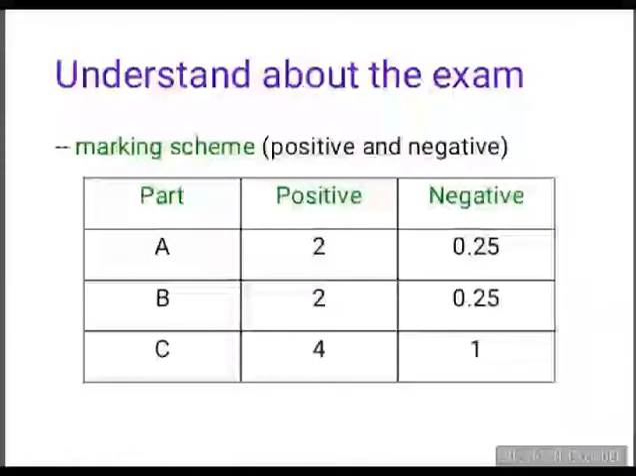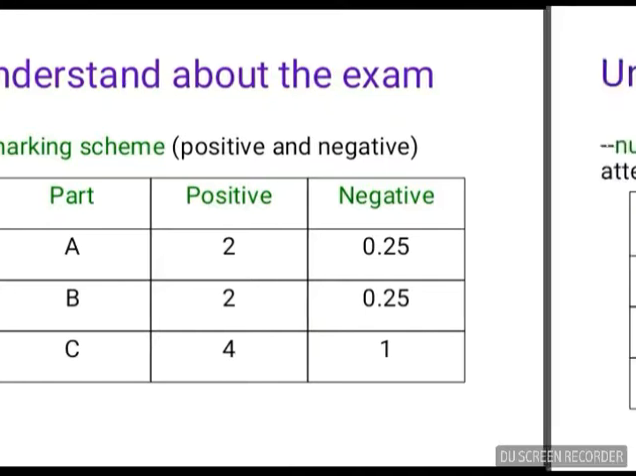Next is the marking scheme, the positive and negative marks. In Part A, any correct answer gives us 2 marks, while a wrong answer results in a reduction of 0.25 marks from the total marks we have scored. Part B will also give a positive of 2 marks and a negative of 0.25 deducted. And part C has 4 marks for each correct answer and 1 mark will be deducted if we answer any question from part C wrongly.